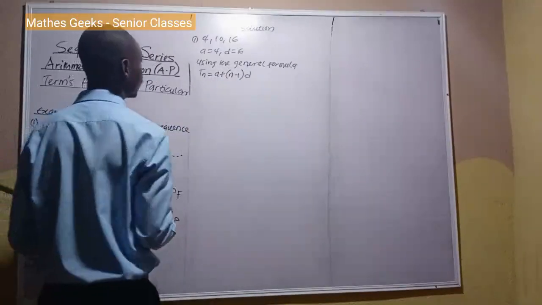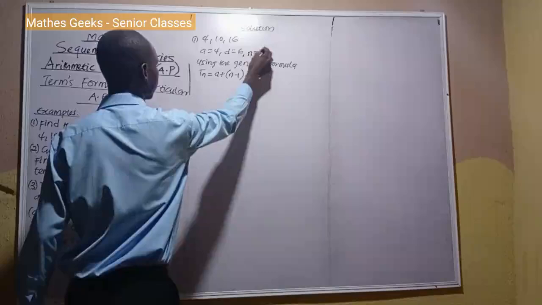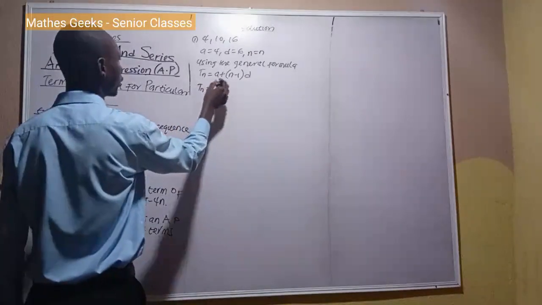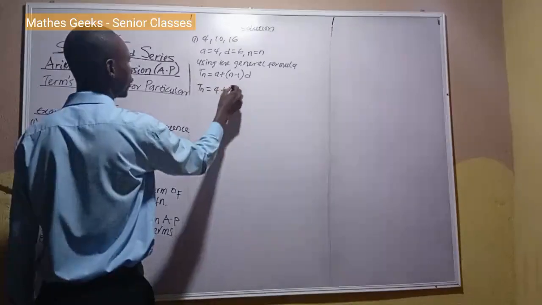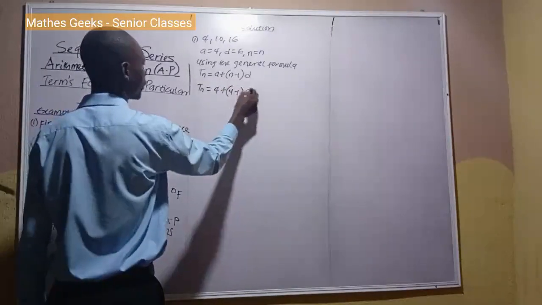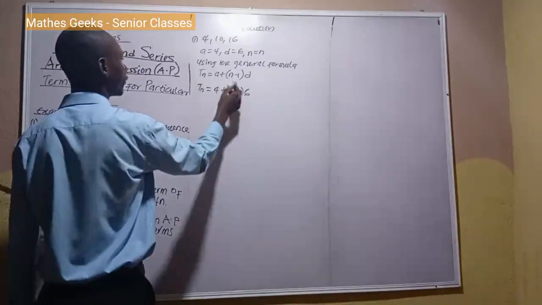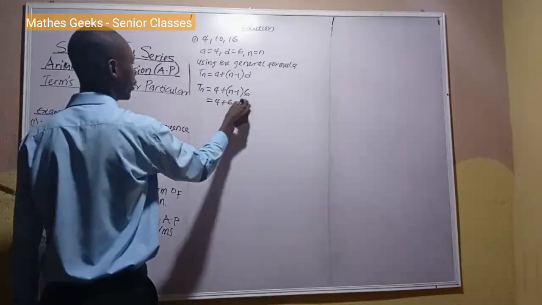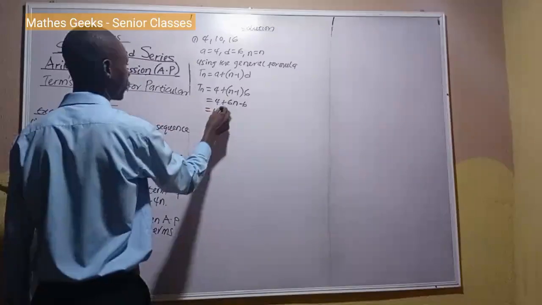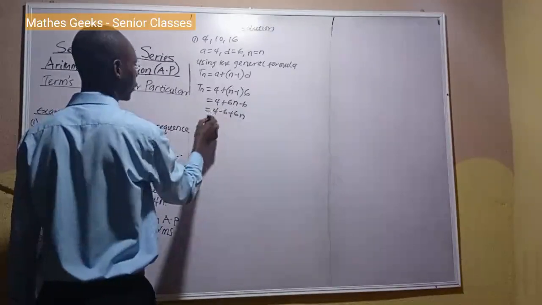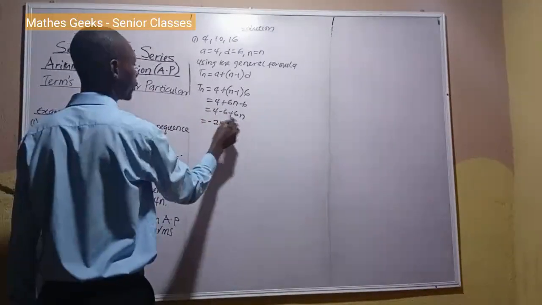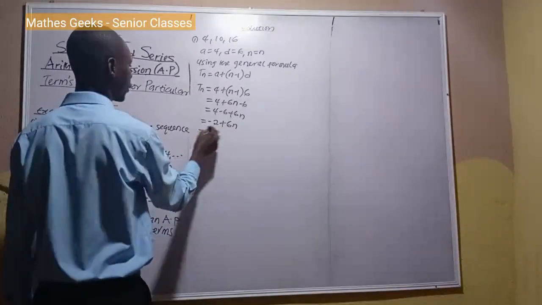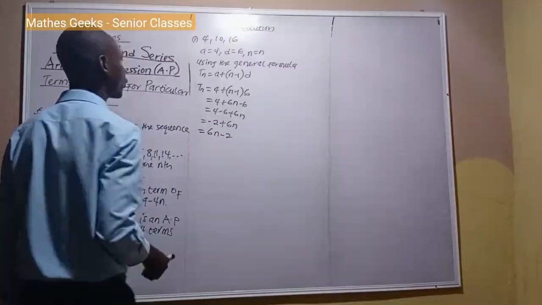Here our first term, so we are going for the nth term. So Un equals 4 plus n minus 1 times 6. That is 4 plus 6n minus 6. That's 4 minus 6 plus 6n, which is minus 2 plus 6n. This gives us 6n minus 2.